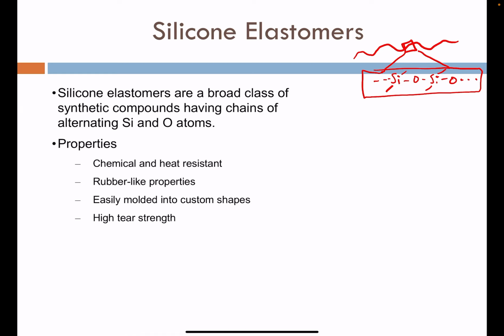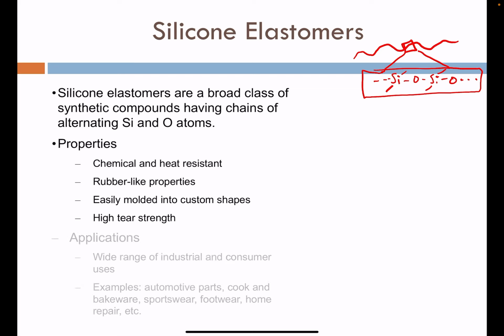Some of the properties include chemical and heat resistance. The materials tend to be very rubber-like. They're easily molded into custom shapes. And they're known to be very highly resistant to tearing due to some of the strong bonding in the main chain.